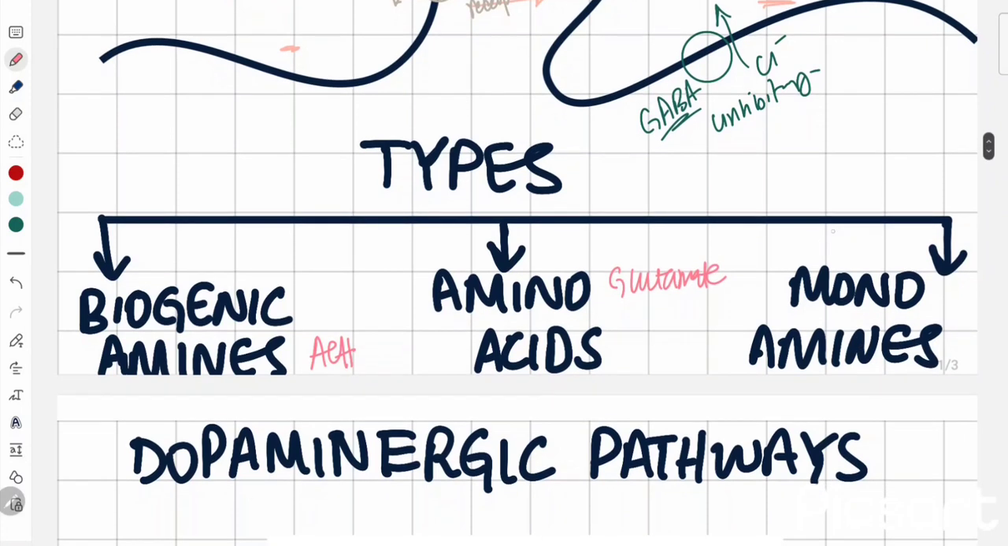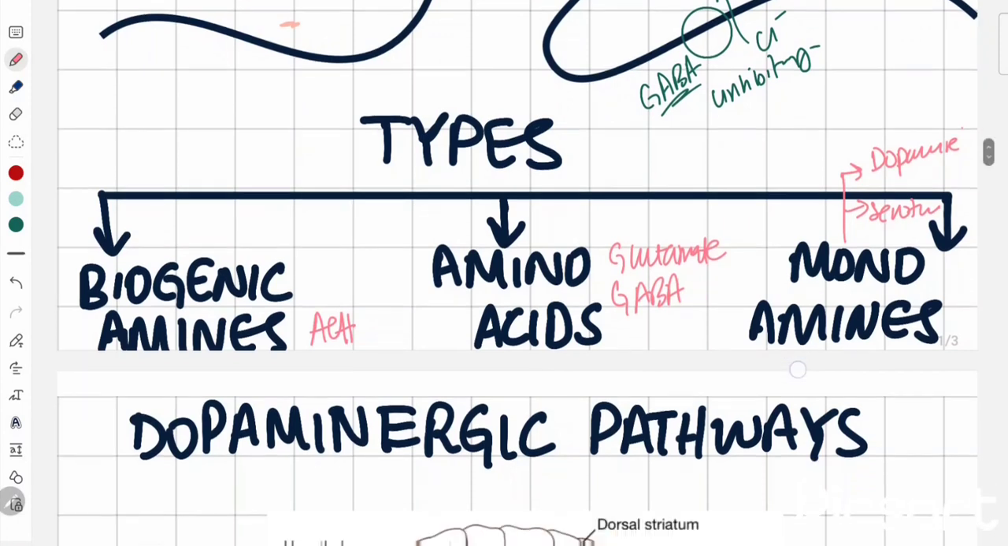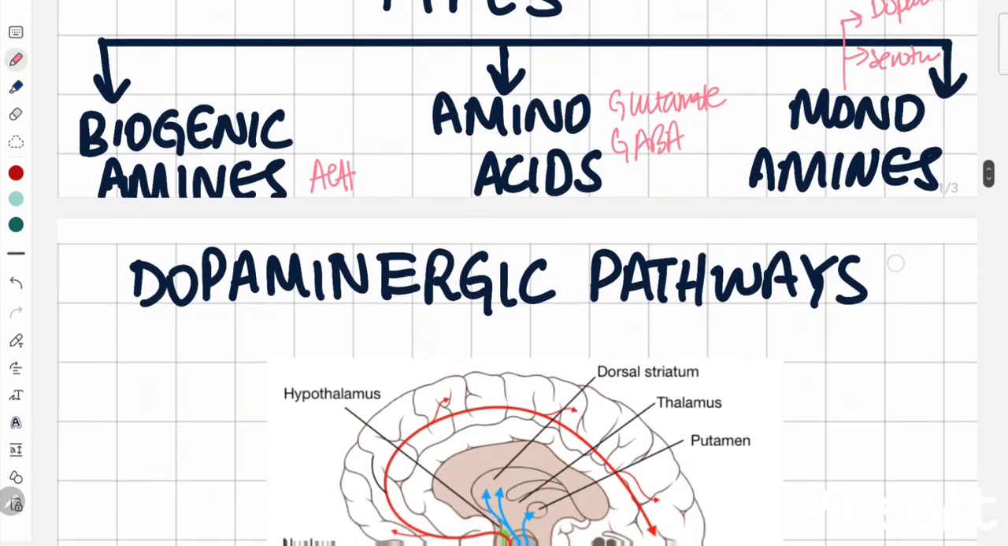And then we have monoamines. For monoamines, we have, GABA, sorry, not GABA, dopamine and serotonin. GABA is an amino acid. Okay, dopamine and serotonin, etc. So they're just rough types.